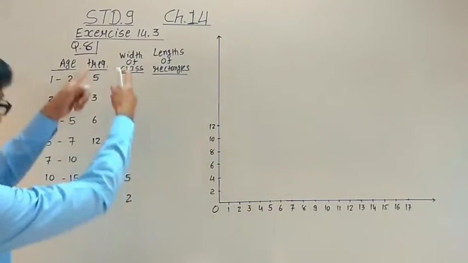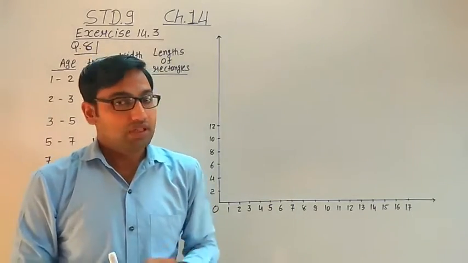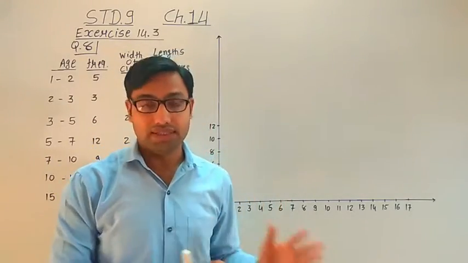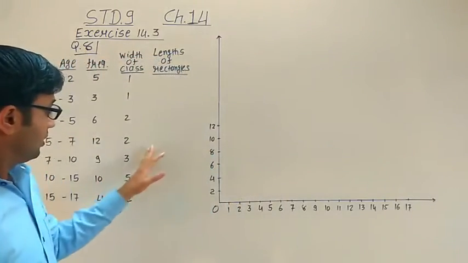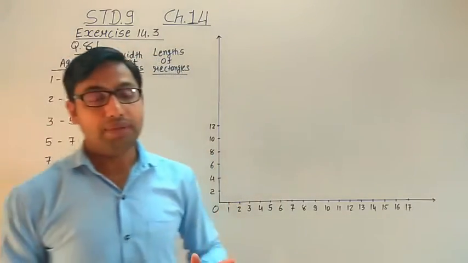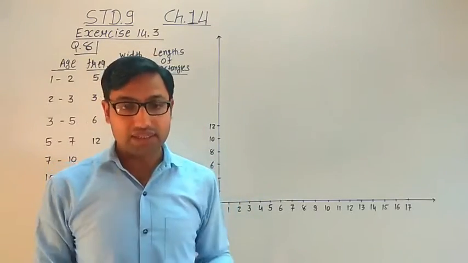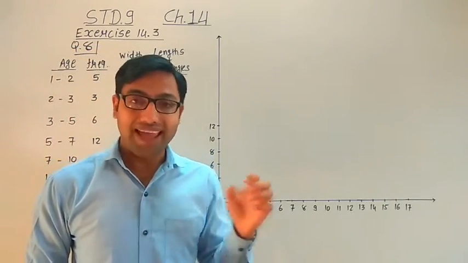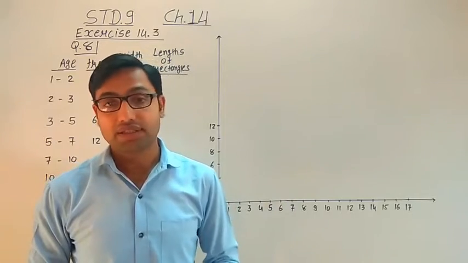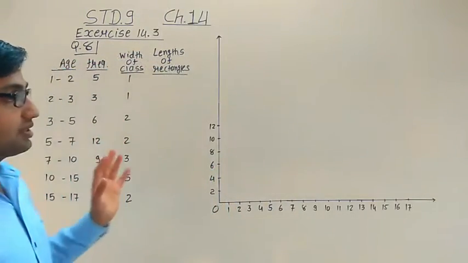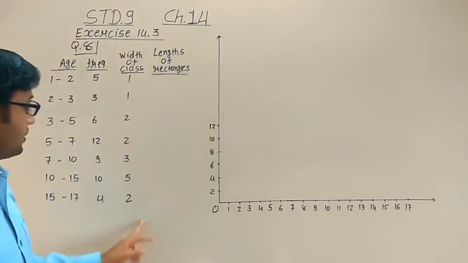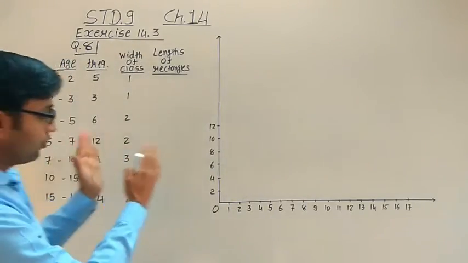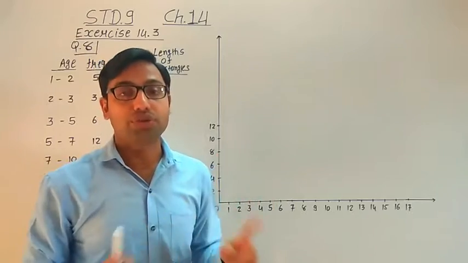Now if all the widths are equal, then there is no issue. We can directly represent the data on the bar graph as a histogram. If the class intervals are equal, then the area of the rectangles we draw is in direct proportion with the frequency. But here the case is different. The class widths are different, they are not equal. So if we use this data directly to draw the histogram, then we will get a wrong histogram.